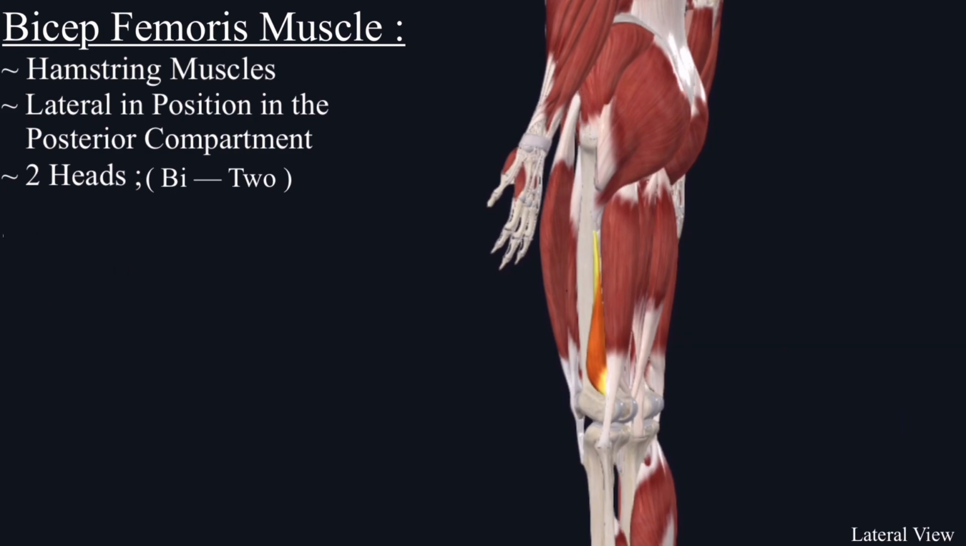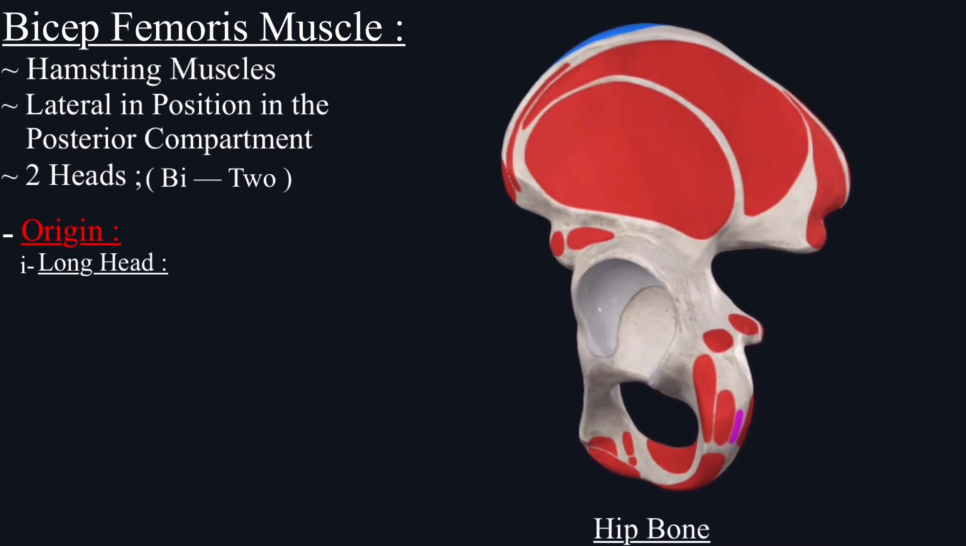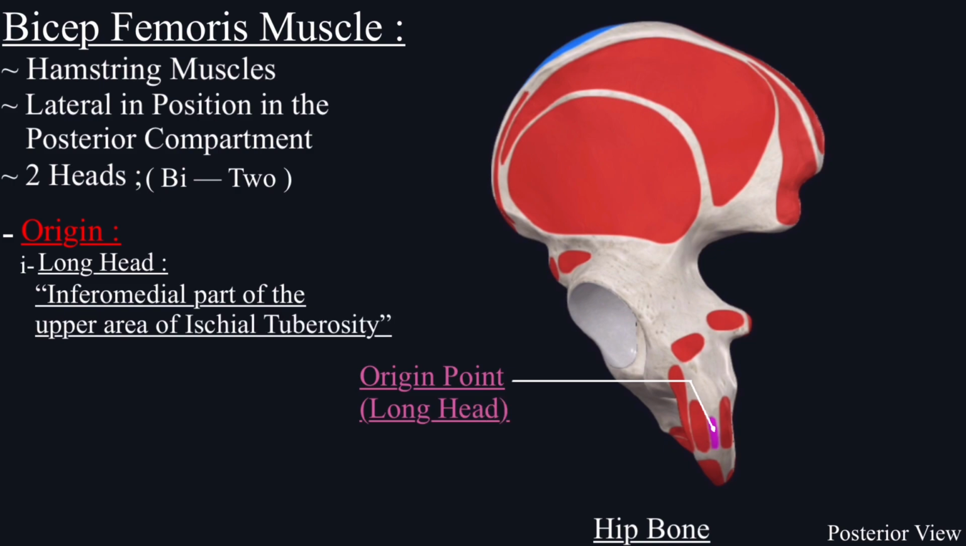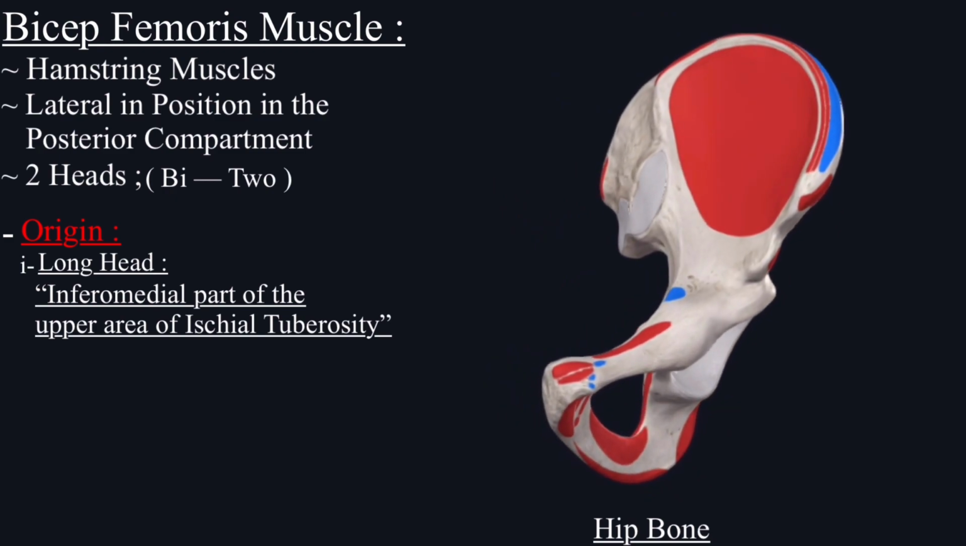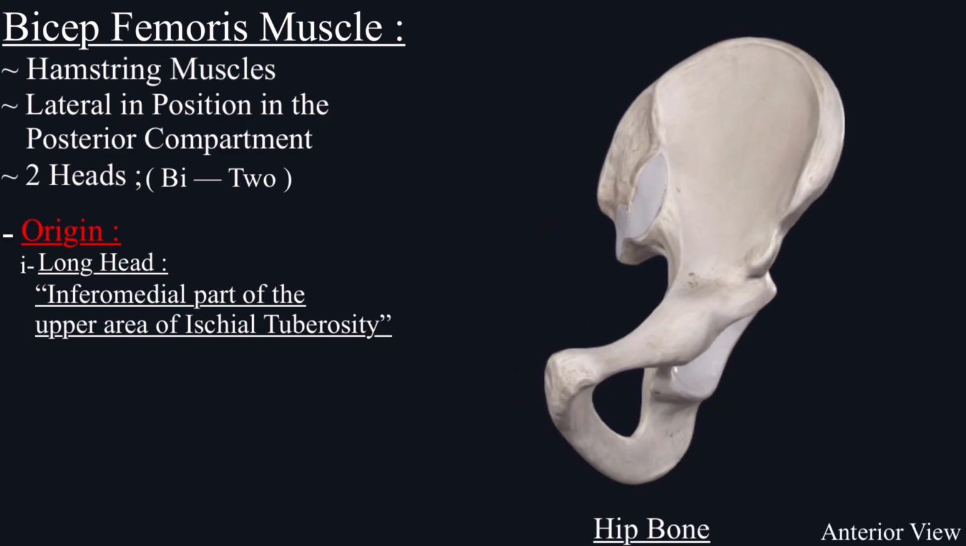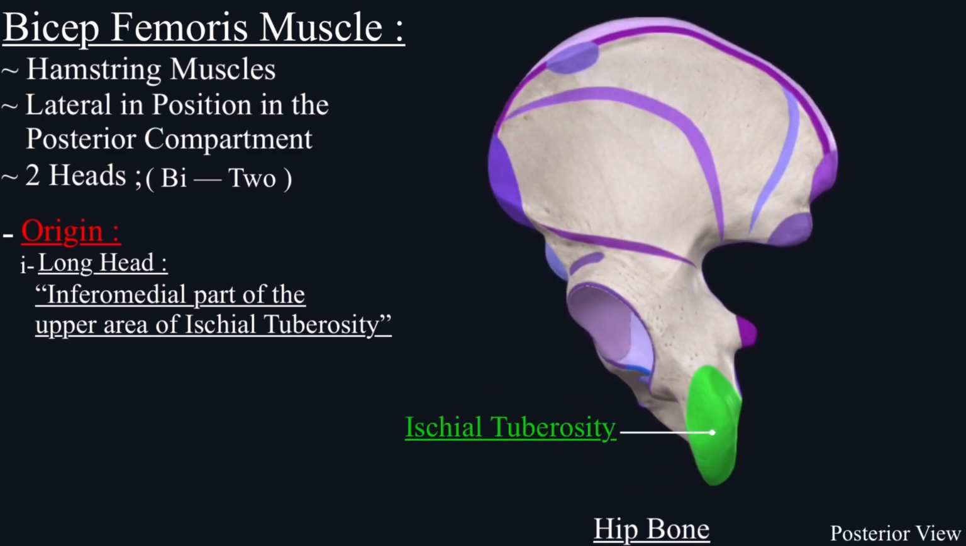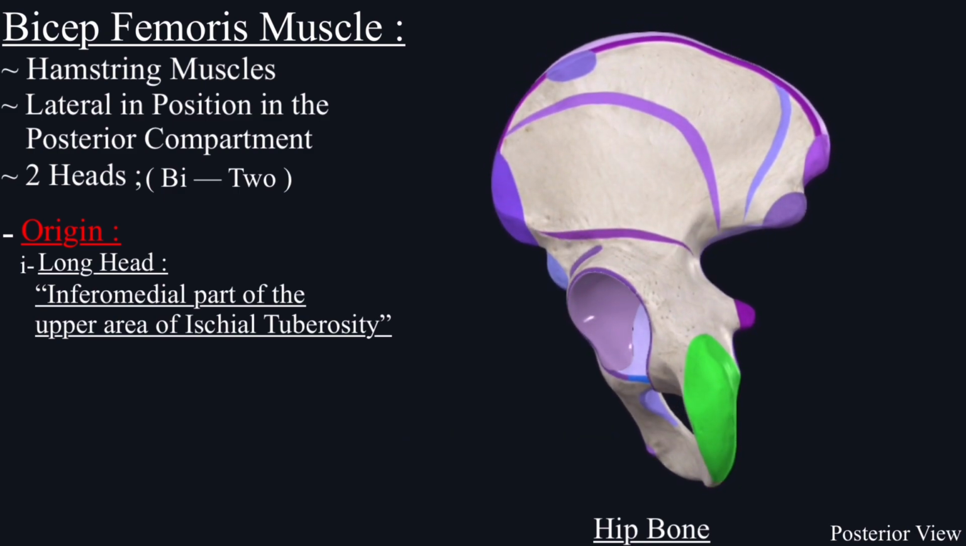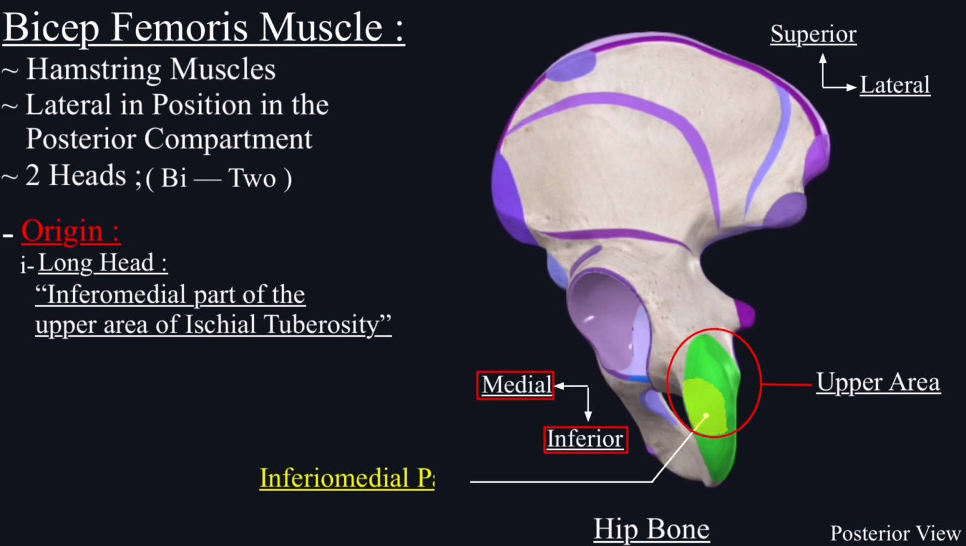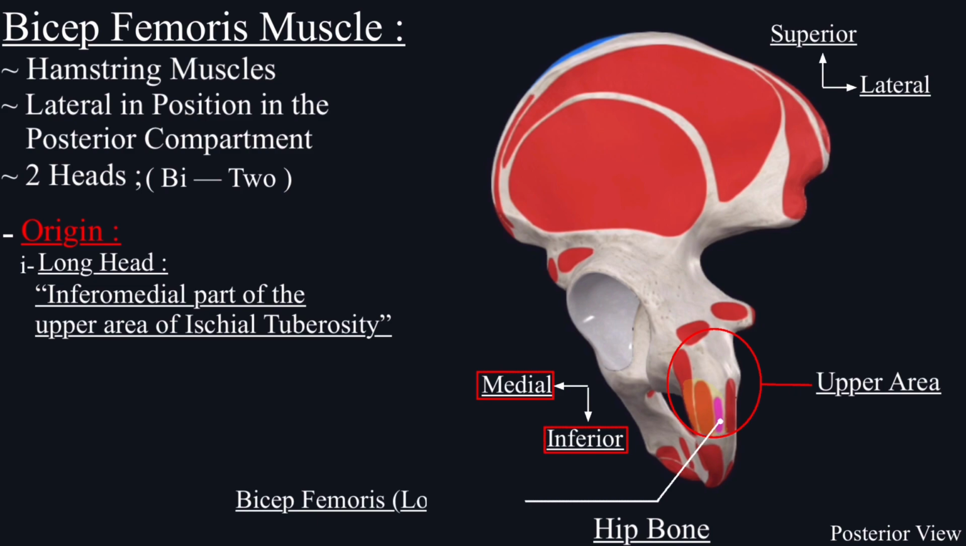First we will discuss the origin. The long head originates from the inferior medial part of the upper area of ischial tuberosity. This is isolated hip bone with the anterior view. In the posterior view, this is the ischial tuberosity. This is the upper area of the ischial tuberosity, and below is the lower area. And from the inferior and medial part of the upper area arises the long head of biceps femoris muscle.